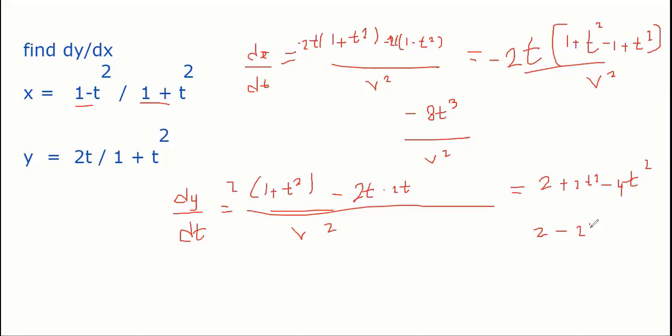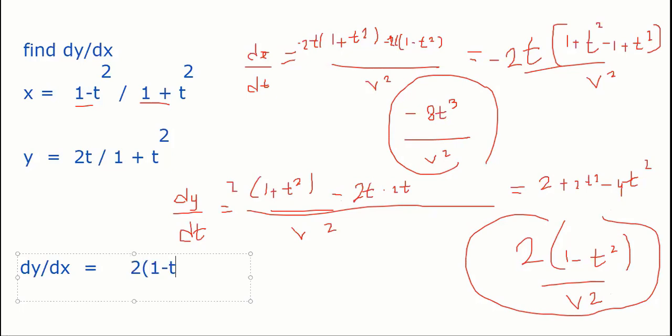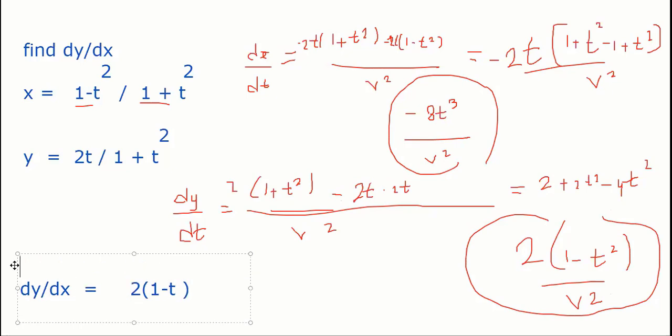And 2 also take common, 2 into 1 minus t square, so 4 by v square comes. After that we will take just dy by dx, whole by this, whole by minus 8t cube by v square. So finally my dy by dx, if I have made no mistake, will be 2 into 1 minus t square, correct? Whole by minus 8.